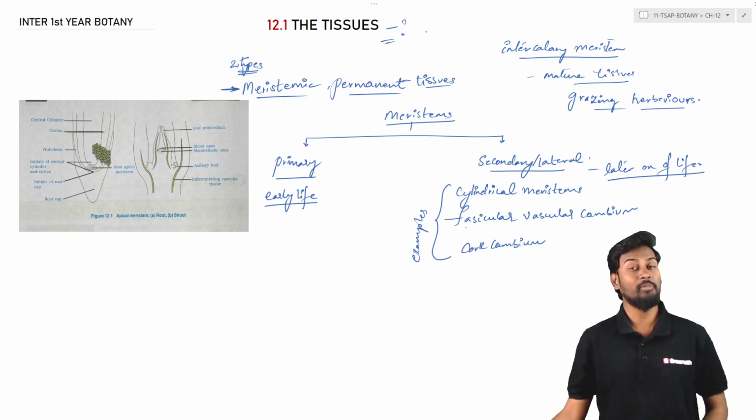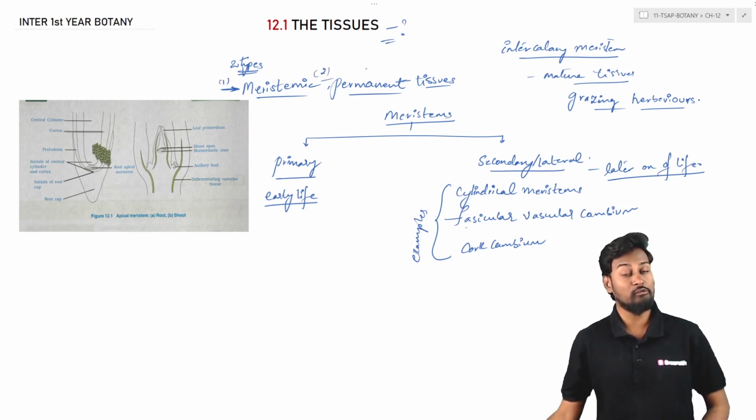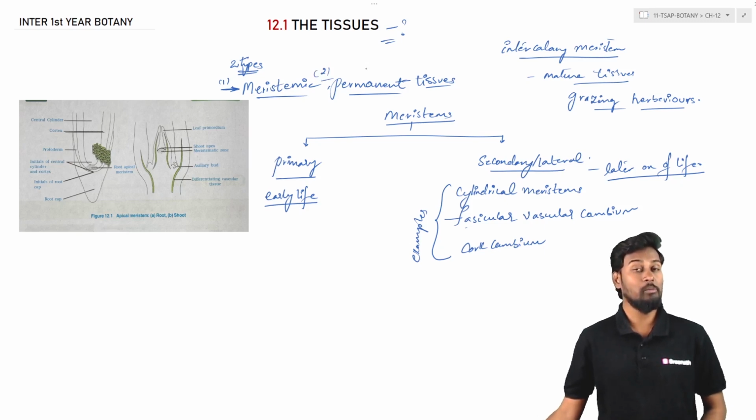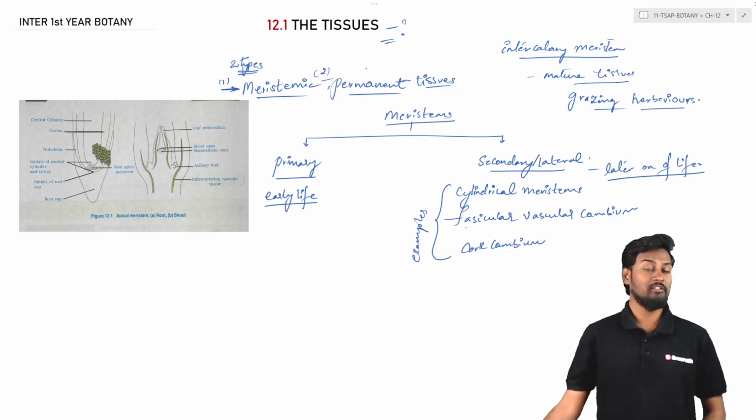So this tissue, based on its ability to divide and give out cells, we can divide into two types. One is the meristematic tissue, second one is the permanent tissue. So this division is made on the ability of the cells to divide or not. Whether they are able to divide, forming daughter cells like parent cells, or whether they remain in that position for a longer period of time. Based on this, we can divide the tissue into two different types: the meristematic tissue and the permanent tissue.